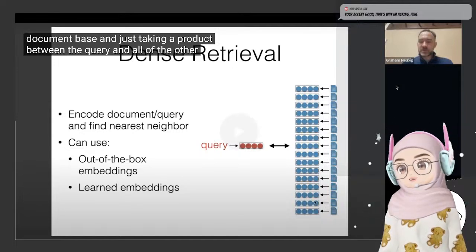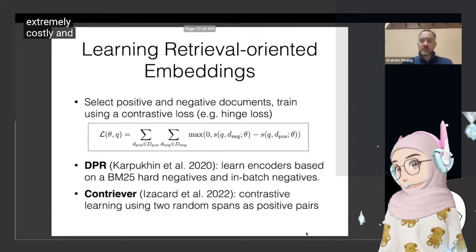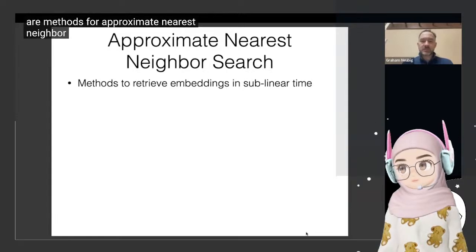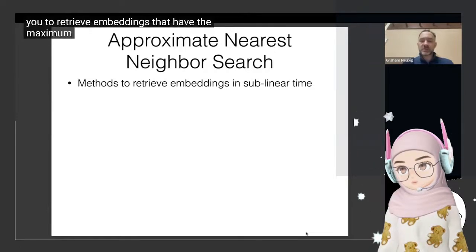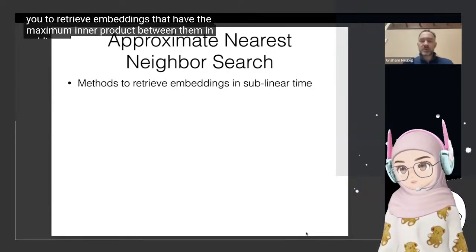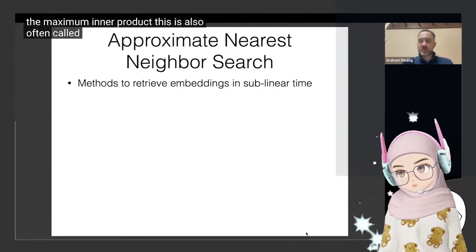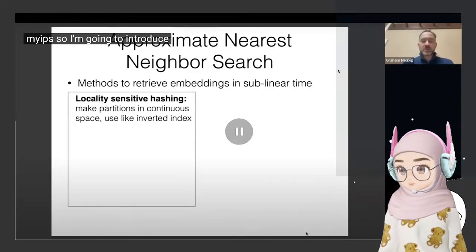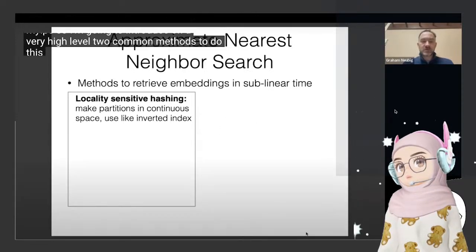Documents in the document base is extremely costly. And so in order to fix this, there are methods for approximate nearest neighbor search. And these are methods that allow you to retrieve embeddings that have the maximum inner product between them in sublinear time. And because you're doing the maximum inner product, this is also often called maximum inner product search, or MIPS. I'm going to introduce on a very high level two common methods to do this.